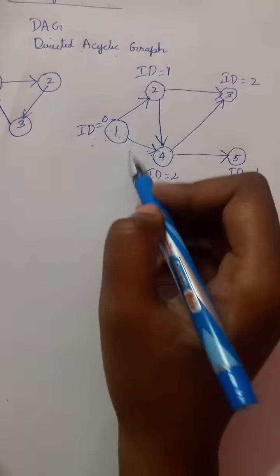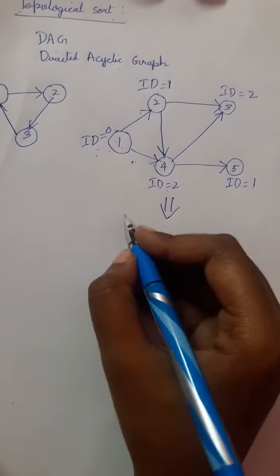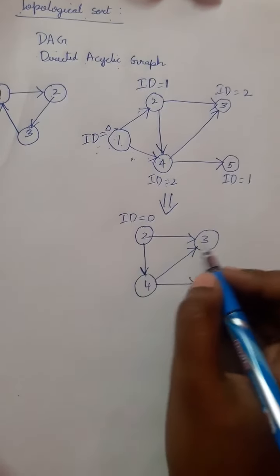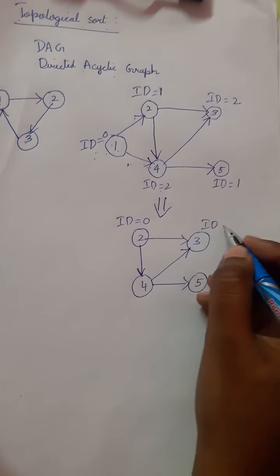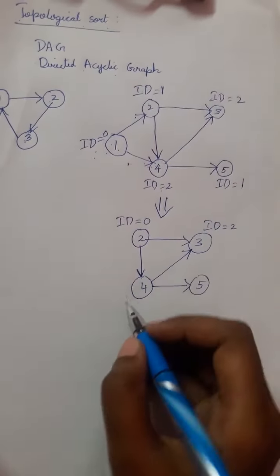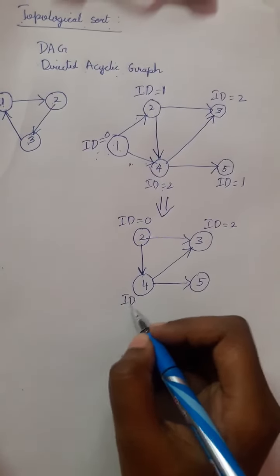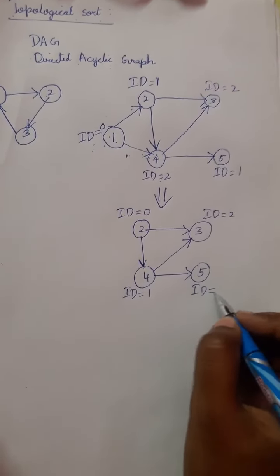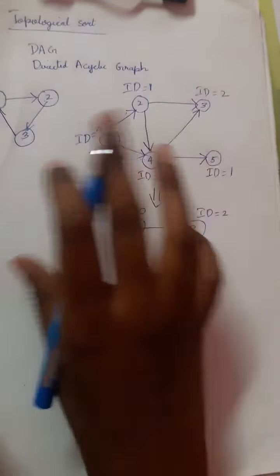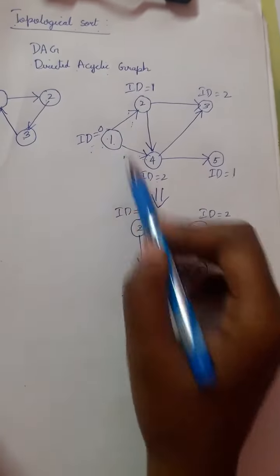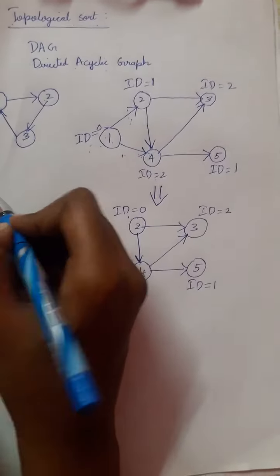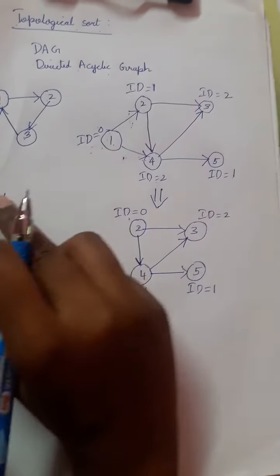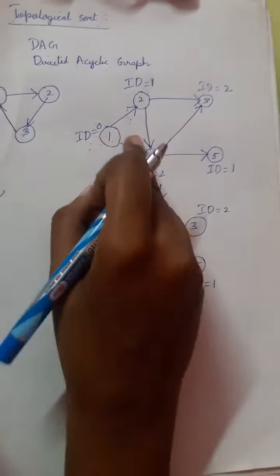Now we find the in-degrees again. I removed these two arrow marks. So how many in-degrees for 2? 0, no in-degree is there. The in-degree for 3 is 2. The in-degree for 4 is 1. The in-degree for 5 is 1. In the first step I eliminated 1, so I have written 1 in the result.